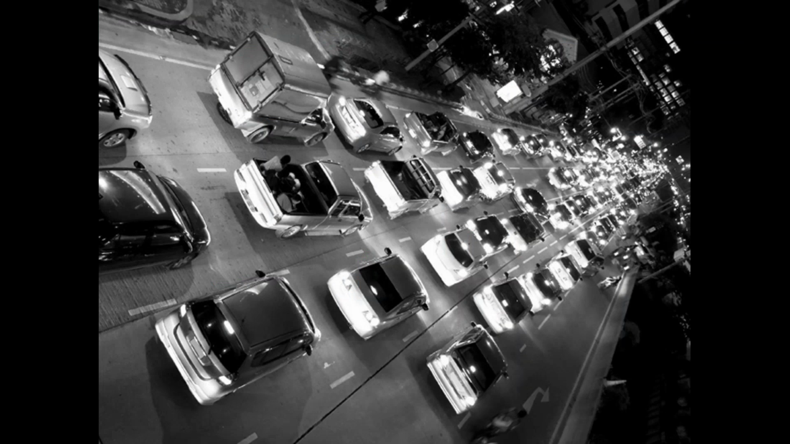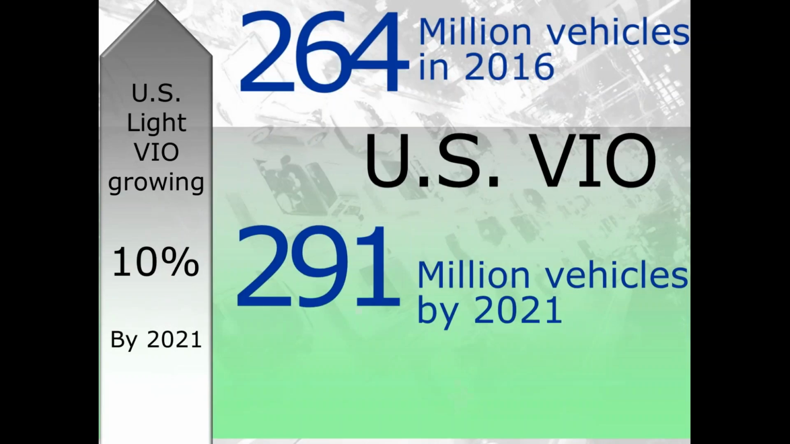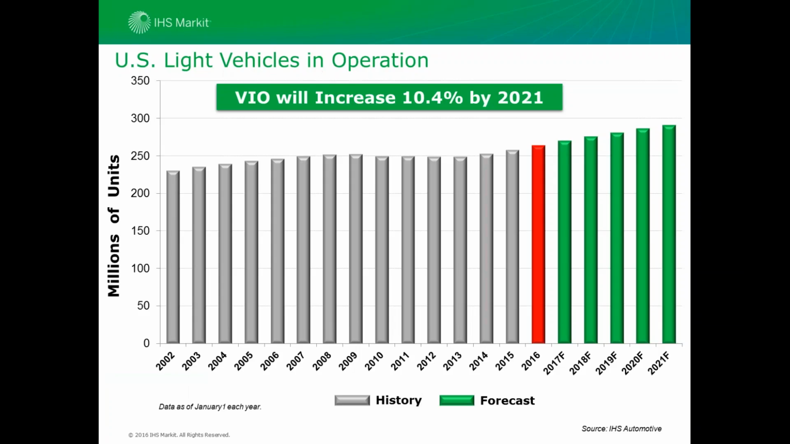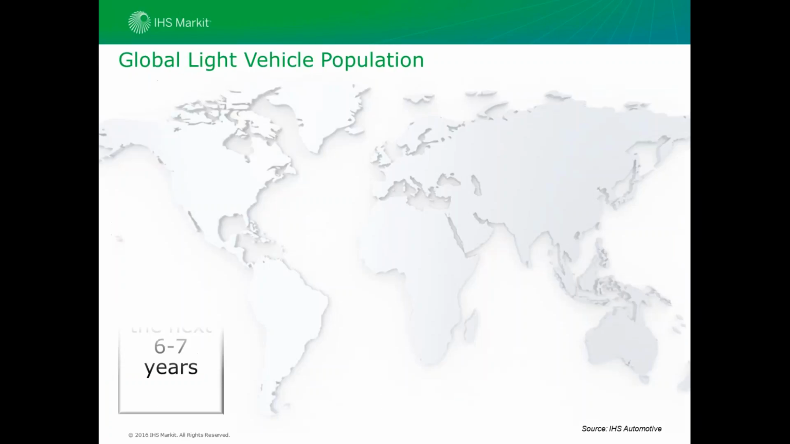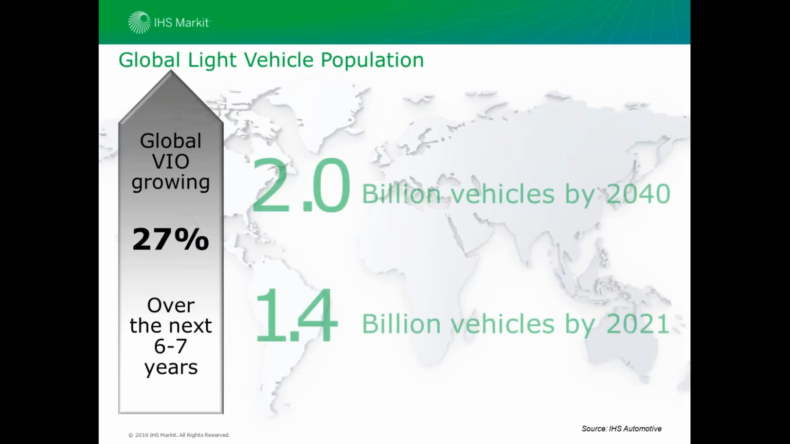Seeing the same thing happening in total VIO. Total VIO is growing about 10%, actually a little bit more than 10%, over the next 6 or 7 years. We're at about 264 million vehicles now in 2016. We'll be approaching 291 million vehicles by 2021. You can see our VIO forecast, just like I showed you with light vehicle sales a few minutes ago, and as you can see, that 2.4% increase by 2021. And again, just a great trend for the aftermarket, simply more cars and light trucks on the road than ever before, waiting for us to repair.